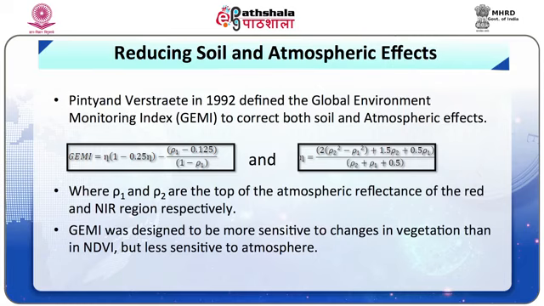Reducing both soil and atmospheric effects, Pinty and Verstraete in 1992 defined the Global Environment Monitoring Index, that is GEMI, to correct both soil and atmospheric effects, reflected in equations 11 and 12, where P1 and P2 are the top of the atmosphere reflectance of the red and near infrared regions respectively. GEMI was designed to be more sensitive to changes in vegetation than NDVI, but less sensitive to the atmosphere.